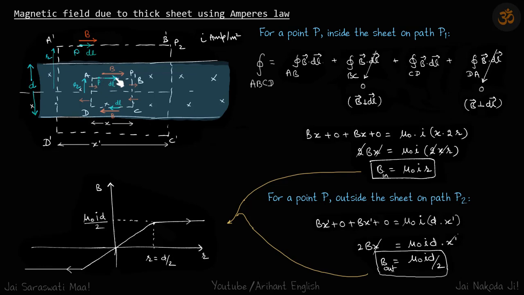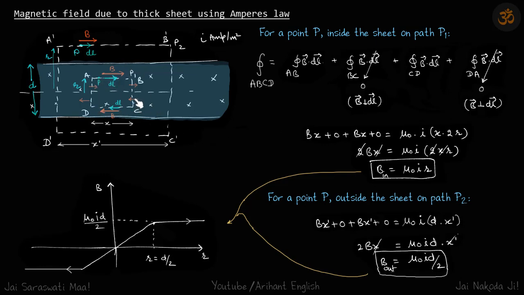So for path AB, the value of B is the same as on path CD because of the symmetry. So for path AB, this becomes B into X, where X is the length of CD, which is equal to length of AB. This also becomes BX. So 2BX is equal to mu naught times I enclosed.